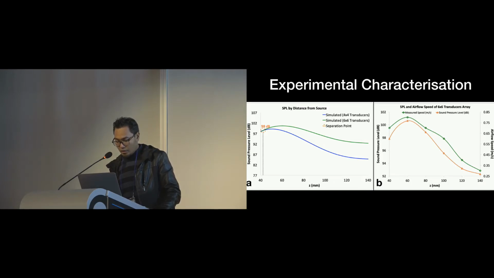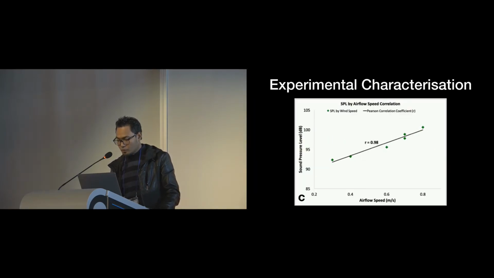We compare the sound pressure level and the airflow speed only for 6x6, because this is the minimal number of transducers that we need. And interestingly, in B, you can see they have a similar pattern. We did a correlation between the sound pressure level and airflow speed and got a very good correlation there. We can say that to increase the airflow speed, you can increase the sound pressure level.